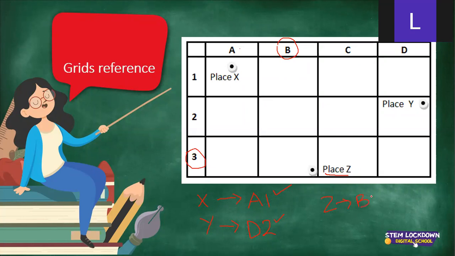If you said B3, well done. You understand this very well. I'm getting some of your answers as well. I think all of you are correct. So the answer is B3.